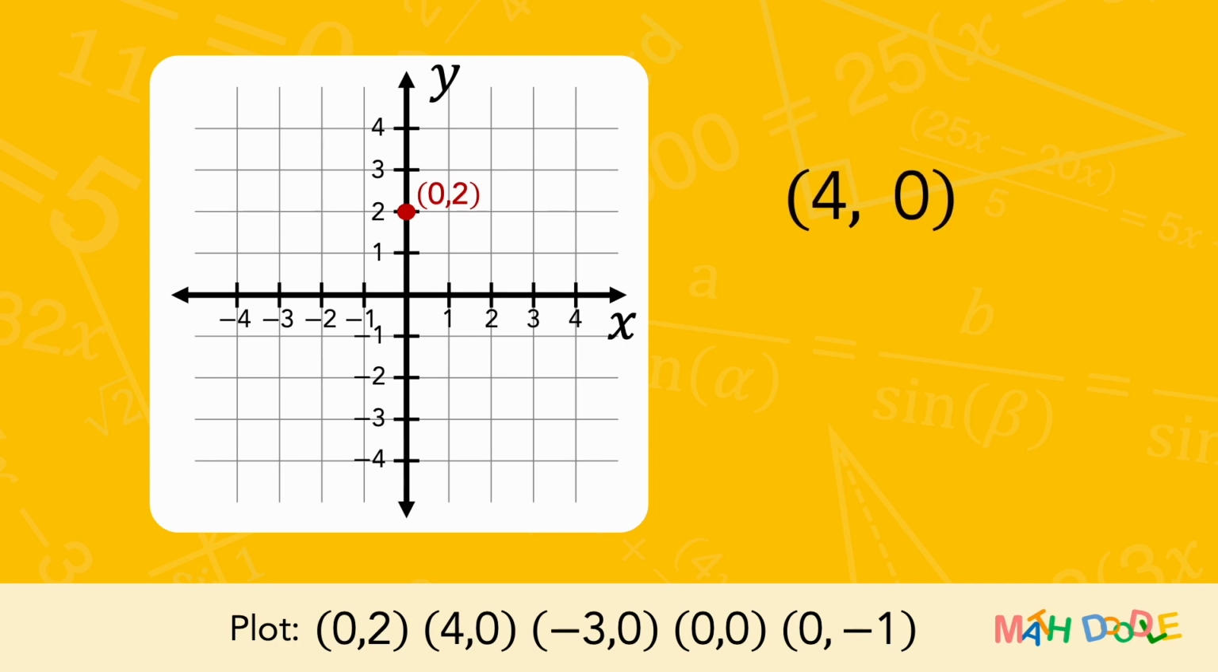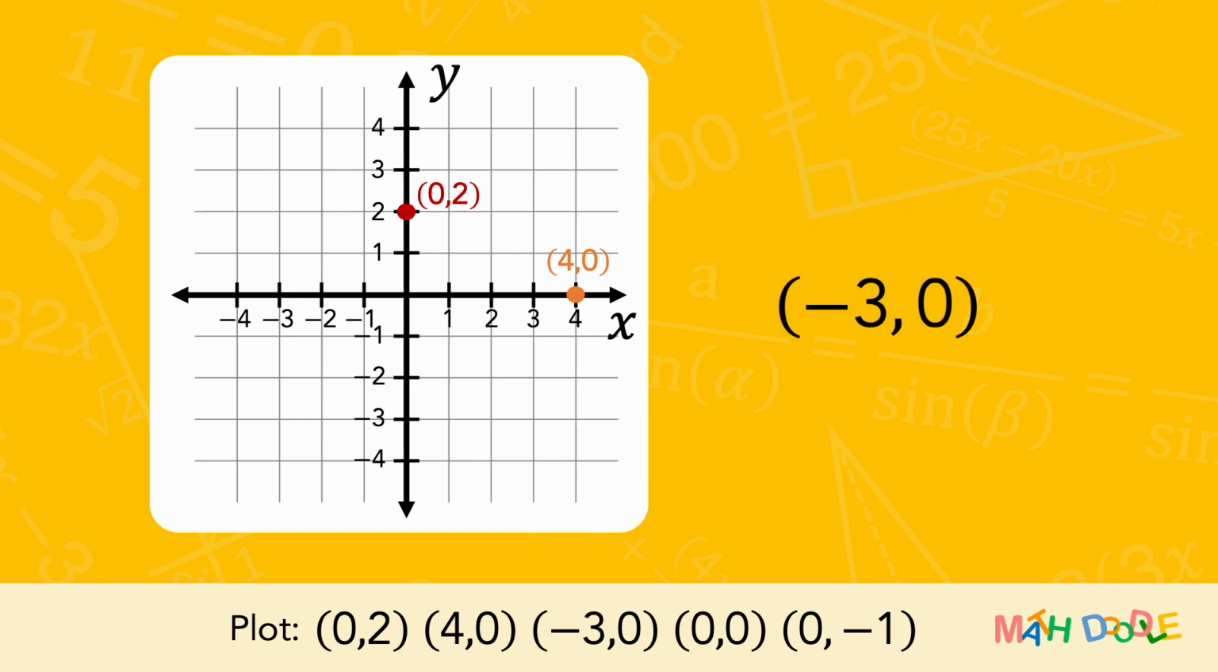Next, let's plot the point (4, 0). It has a y-coordinate of 0, which tells us that the point is located on the x-axis. And its x-coordinate is 4. So, the point (4, 0) is located at the position 4 on the x-axis.